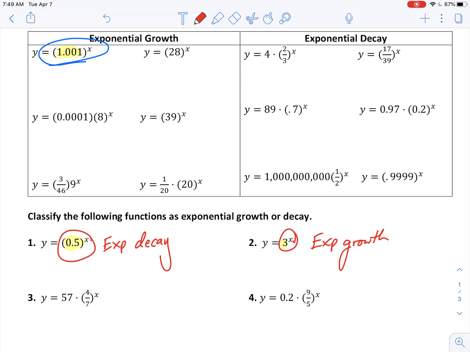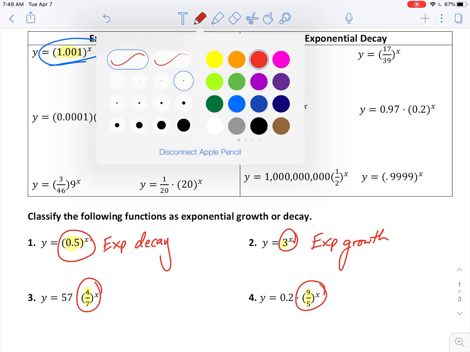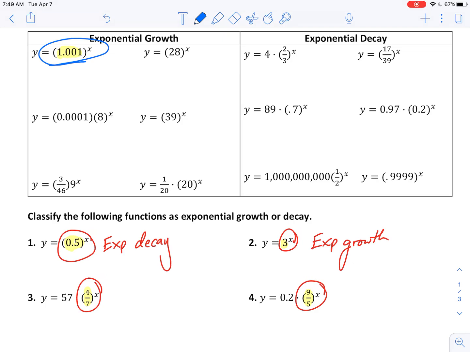Again, number 2, I'll circle the power. I'm going to look at the base. And since that's bigger than 1, that's exponential growth. So again, 1 is sort of that tipping point. Why don't you guys pause the video here, try the last 2 for me. So we circle those powers, and we're going to look at the bases.